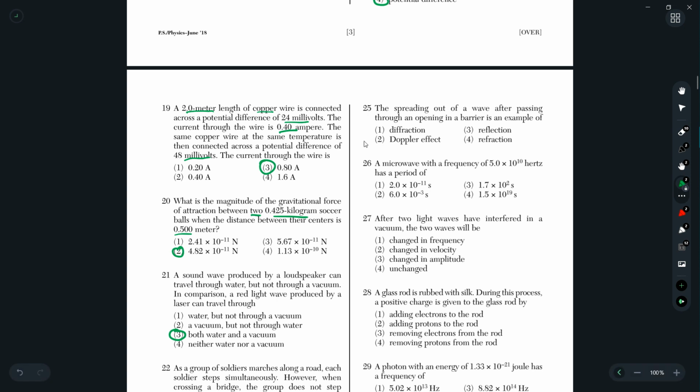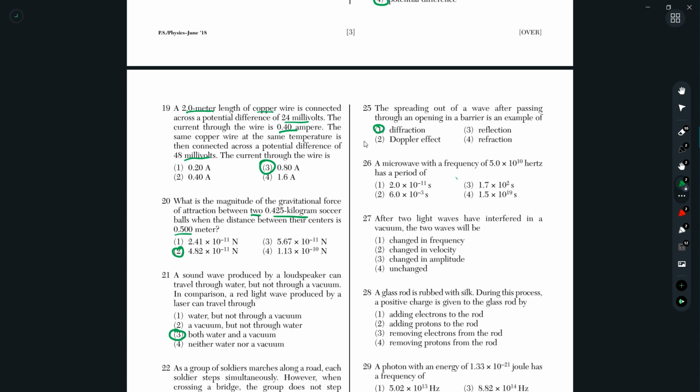Alright, spreading out of a wave after passing through an opening. That is diffraction. That is textbook diffraction. Remember the picture on the front page of your little green book is the little barrier and the wave spreading out afterwards.